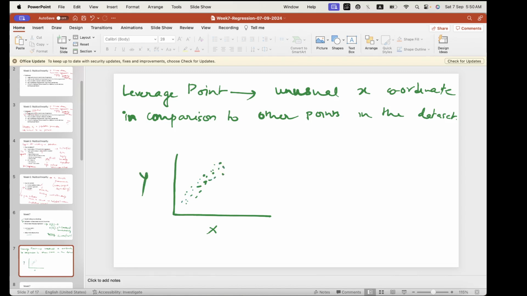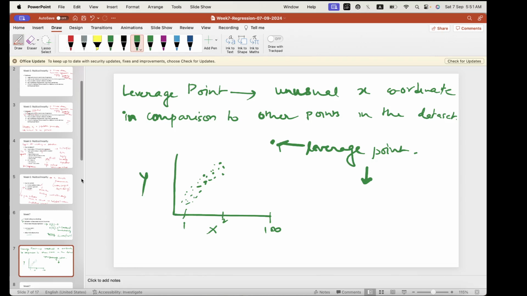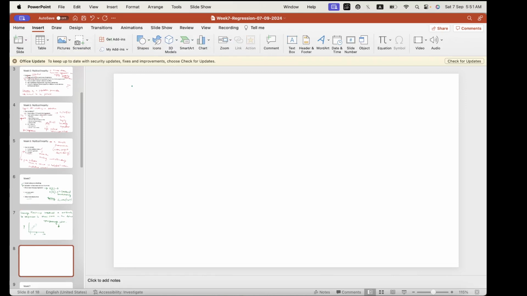Let's say our data set is such that the scatter plot ranges in this direction. Now suddenly if I have too high an x somewhere here, because my x's are centered around, let's say, 1 to 2, and now if I suddenly have x as 100, then this one is my leverage point, because it has an unusual x value with respect to other data points in the data set. So this is what we mean by a leverage point. Now next we learn about influential point.